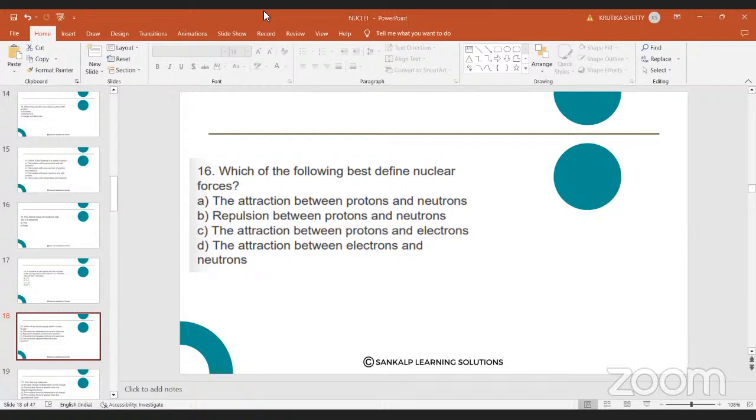Yes, Lohit, Rakshita, you are right. It is C or A, students. See, the nuclear forces act within the nucleus. So within the nucleus, what do we have? Within the nucleus, we have only protons and neutrons. Right? So option A is correct here. Then our next question.